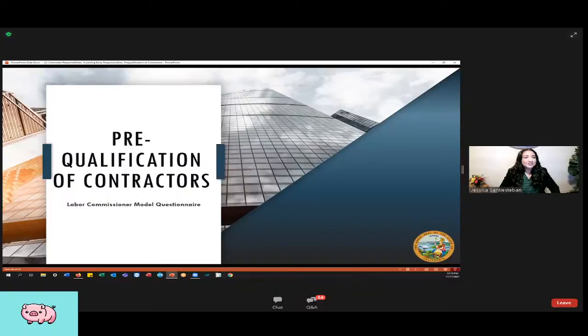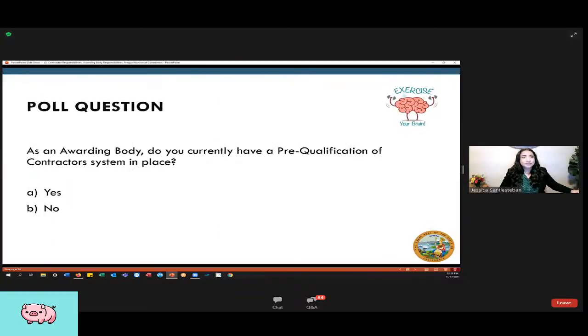We are going to start with a poll question, just to get an idea of where awarding bodies are as far as the pre-qualification of contractors. So the poll question reads, as an awarding body, do you currently have a pre-qualification of contractors system in place? And you could go ahead and mark A for yes or B for no. And we'll just give you a few seconds to answer that.